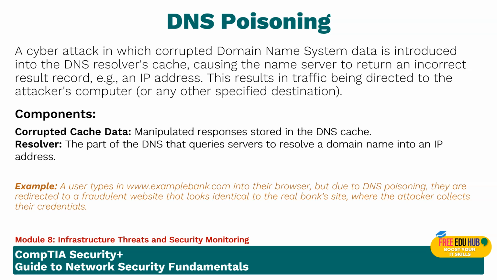DNS poisoning exploits vulnerabilities in DNS systems to poison the cache with false information. So it could corrupt the cache data, manipulating the responses of the resolver, the part of DNS that queries the server to resolve the domain name. An example could be a user trying to go to examplebank.com in the browser, but due to DNS poisoning, they are redirected to a fraudulent website that looks identical to the real bank, so you can't even catch very fast whether it's the real website or a fake one, where the attacker would collect the credentials once you pass them in order to log into the system.